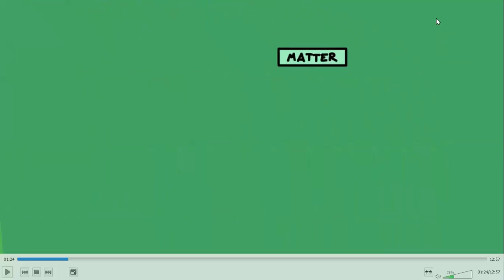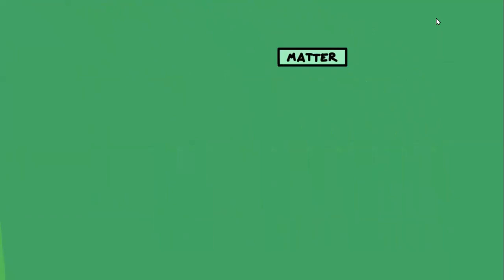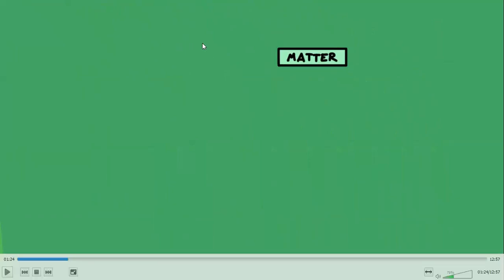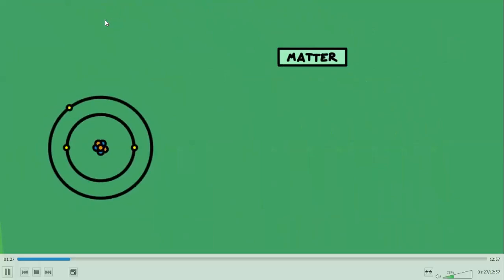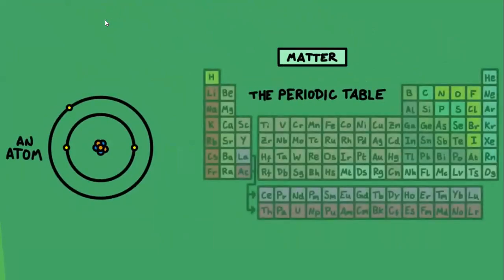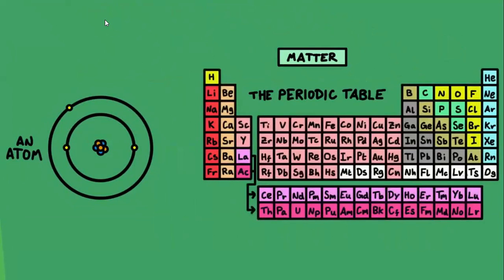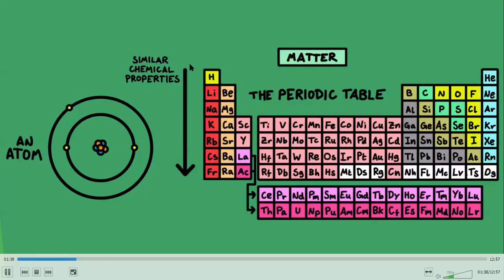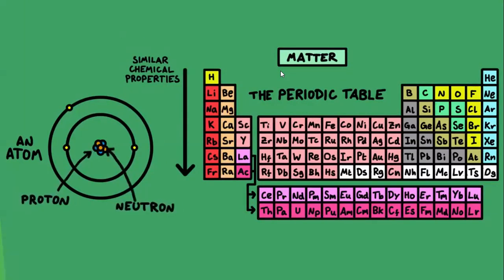The first thing we need to focus on is matter. First, we have to understand what is matter. We'll be starting from atoms, the simple structure of atoms, and then we'll be moving on to the huge periodic table, where we'll be studying different properties.